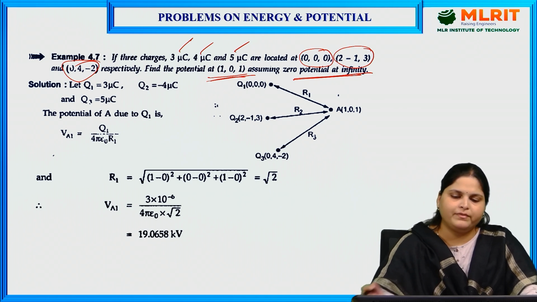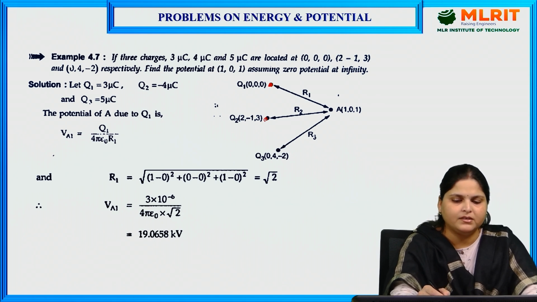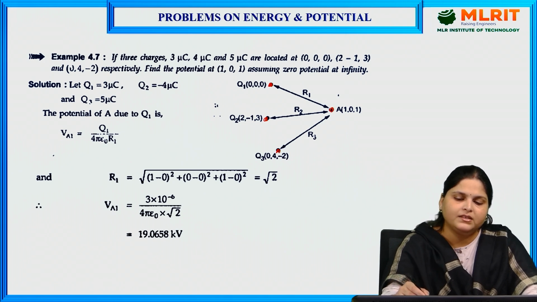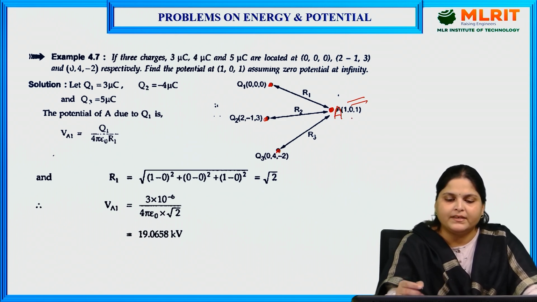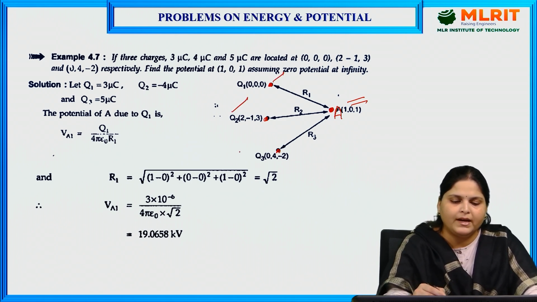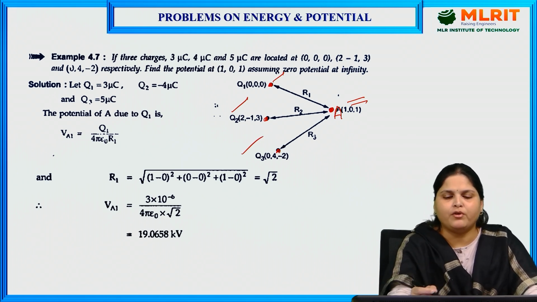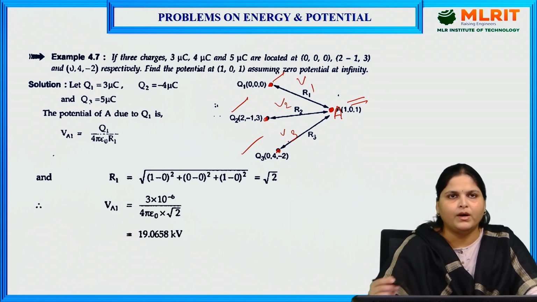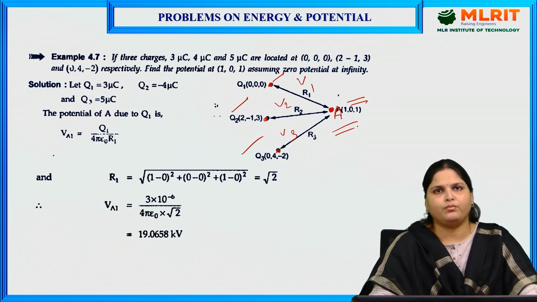So we will first draw this diagram where we are marking the three charges Q1, Q2 and Q3, and this is the point (1, 0, 1) where the potential has to be calculated due to the Q1, Q2 and Q3 charges. So what procedure are we going to follow? We are going to find all the potentials one by one, then we will add them all together to find the total potential at this point.